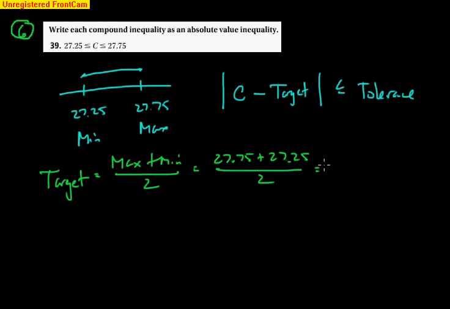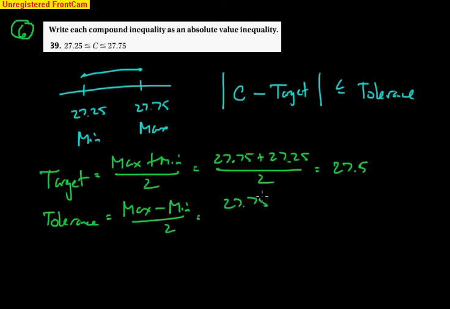What do we get there? I'm going to use my handy dandy calculator. 27.75 plus 27.25 divided by 2 is 27.5. That's right smack dab in the middle. That's your target value. Now your tolerance is very similar, except we subtract the max and min. It's max minus min over 2. So that's 27.75 minus 27.25 all over 2. And that's going to give us 0.25.